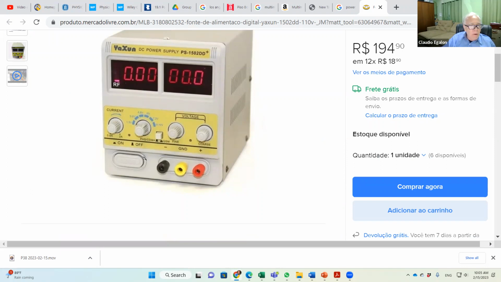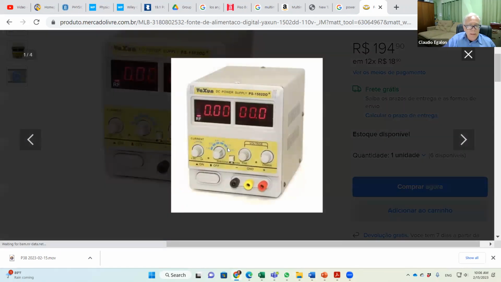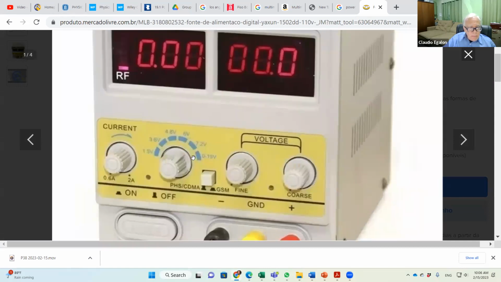So we set this power supply to 10 volts in our experiment. This power supply doesn't go to 10 volts. It looks like it goes only to 7.2 volts. Okay, but there are power supplies that go to 10 volts. See that? It looks like this. No, this power supply goes to 15 volts. Okay, here you go. 0 to 15. 1.5, 3.6, 4.8, right? Until 15 volts.